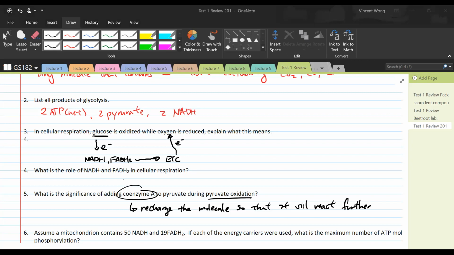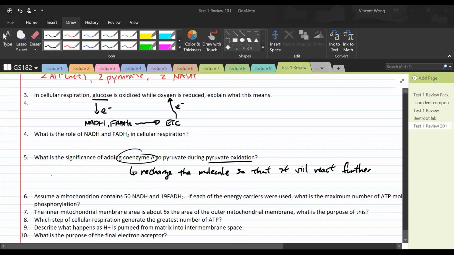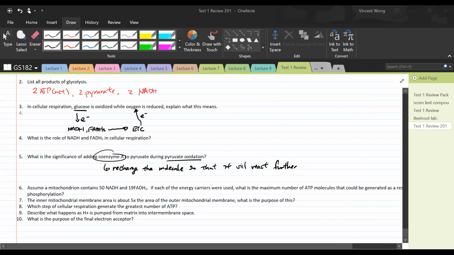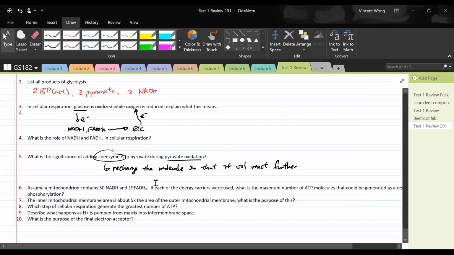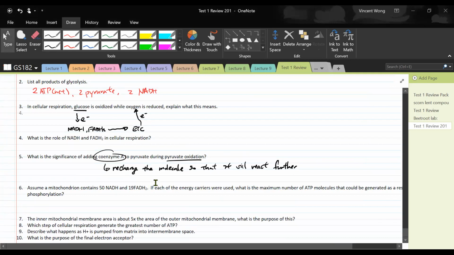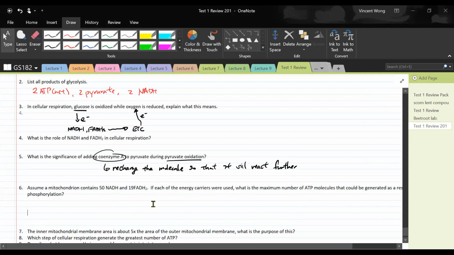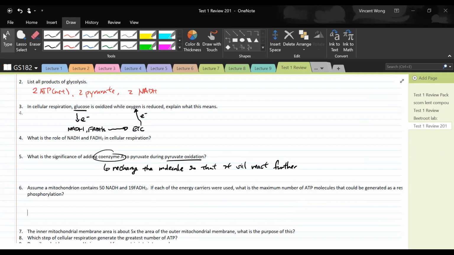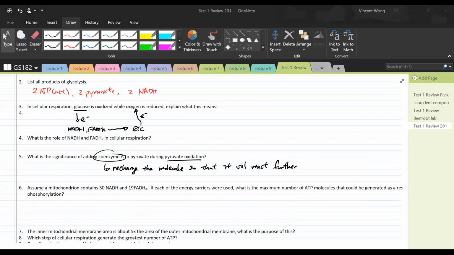All right, next one. Assuming mitochondria contains 50 NADH and 19 FADH2, if each of the energy carriers were used, what is the maximum number of ATP that will be generated? That you will see something like this on the test. Why don't you calculate it quickly? Use your calculator.